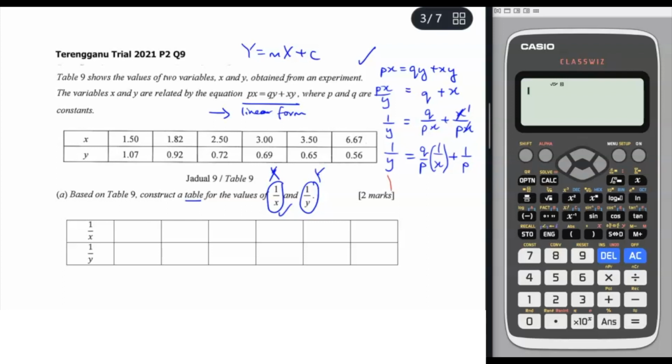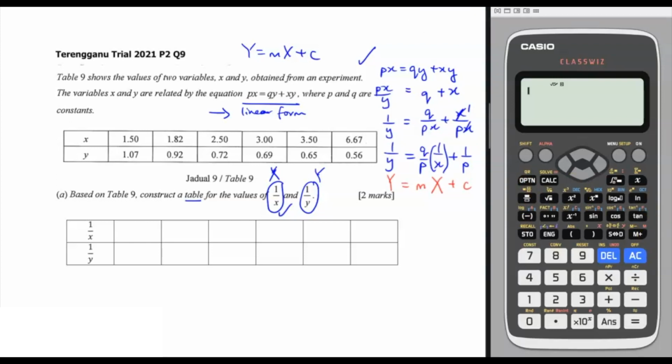So this one will be big Y equals to, so our gradient m is q over p. Okay, and then our big X is 1 over x, and then plus 1 over p, which is our y-intercept c. Okay, so now we construct a table. So we fill in the values. So we get the value of 1 over x and 1 over y for all the data given here.